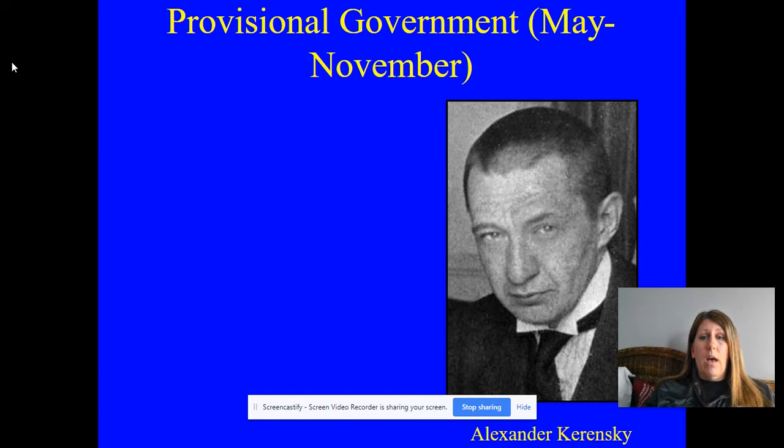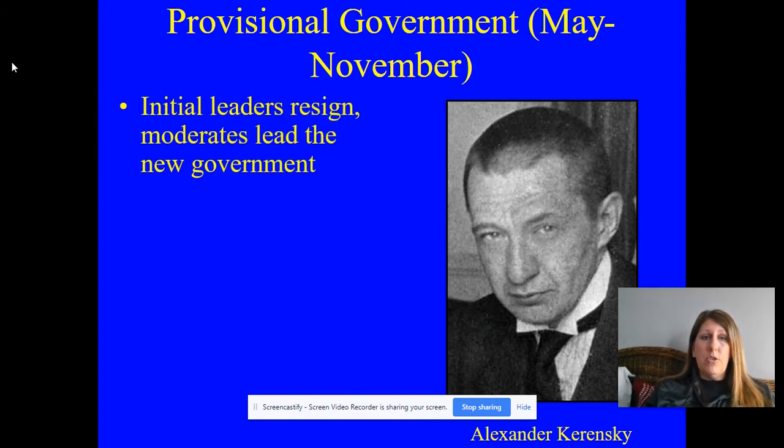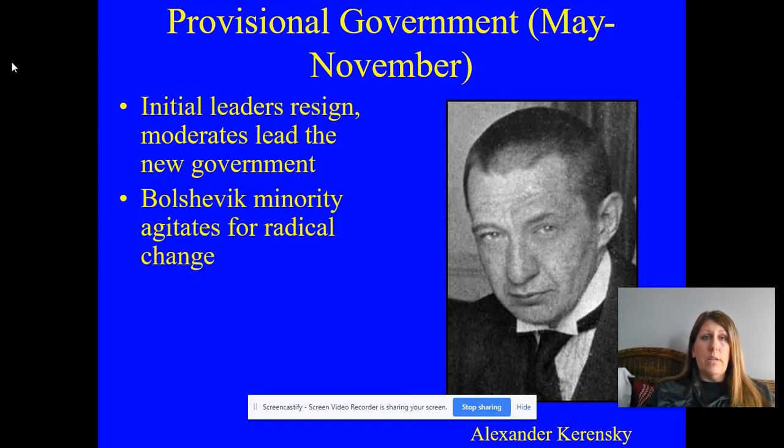This is a picture of Alexander Kerensky, who was a moderate, and he is going to be ruling Russia during the provisional government. When many of the initial leaders resign, Kerensky does step up, but he is threatened by this Bolshevik minority. The Bolsheviks were a rising communist group that was led by people such as Vladimir Lenin and Leon Trotsky, and they wanted radical change. They didn't care how they brought about communism in Russia.